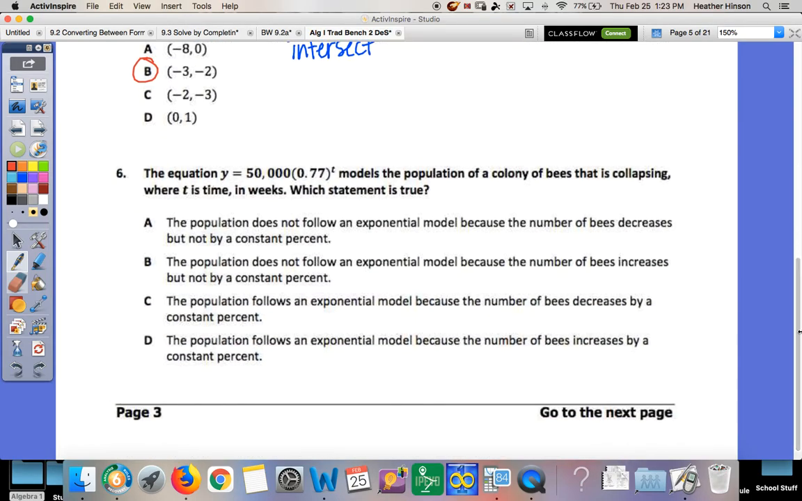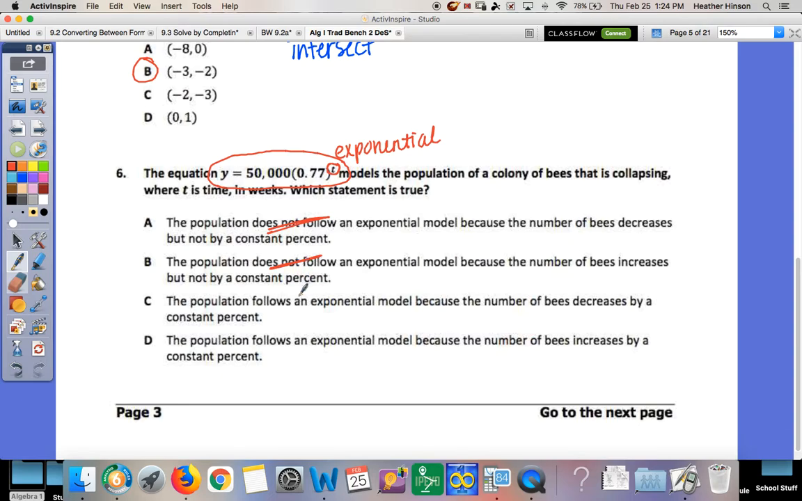Number 6. The equation y equals 50,000 times 0.77 to the t models the population of a colony of bees that is collapsing, where t is time in weeks. Which statement is true? All of these say does not follow or does follow an exponential model. Is this equation exponential? Yes. Anytime your exponent is at the top, that's exponential. So these do follow an exponential model. So A and B are out.